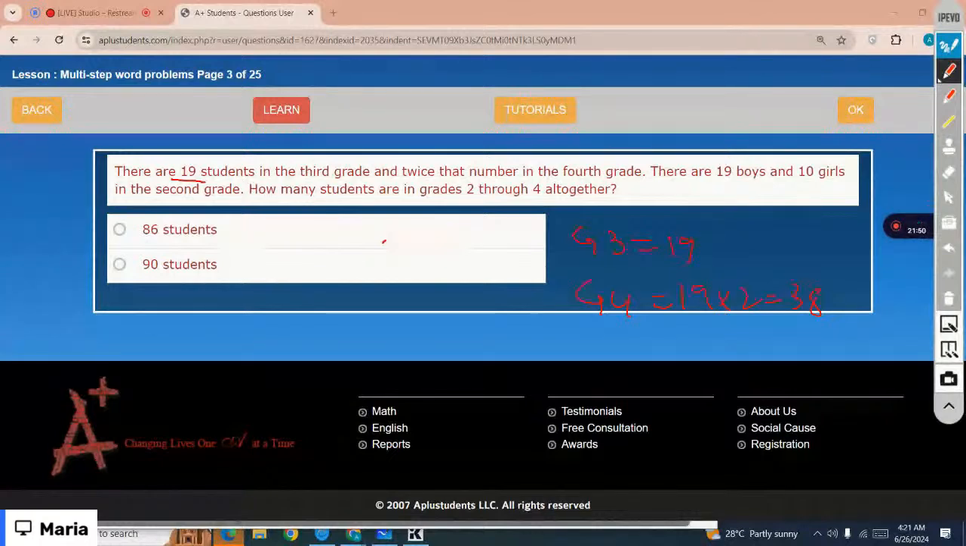Okay, there are 19 boys and 10 girls in grade 2. So 19 plus 10 means 29. How many students in grade 2 through grade 4? You have to find the total students. 19 plus 38 plus 29. So which is the correct option?